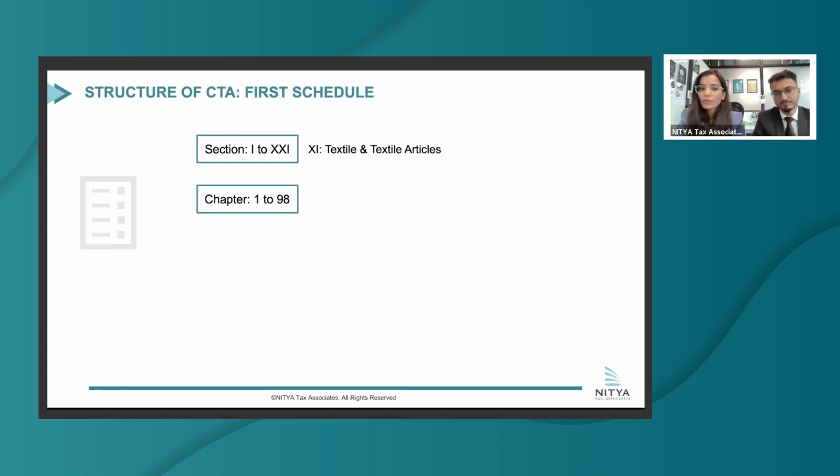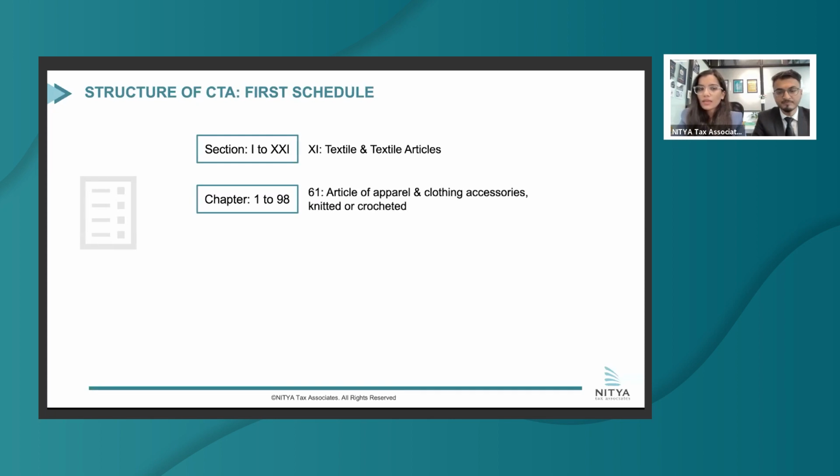So let's suppose we have to classify a men's shirt, a men's sweatshirt, let's say. So we'll go to the section 11, which says that, sorry, there are 21 sections, not 11 sections. There are 21 sections and 98 chapters. So we'll go to the 11th section, which covers textile and textile articles.